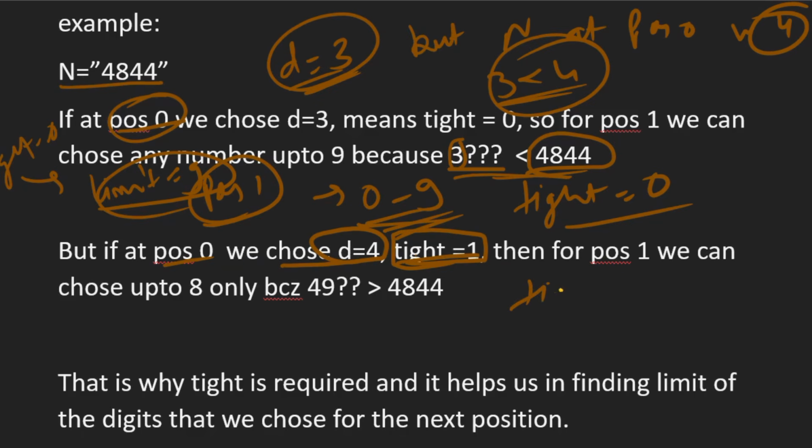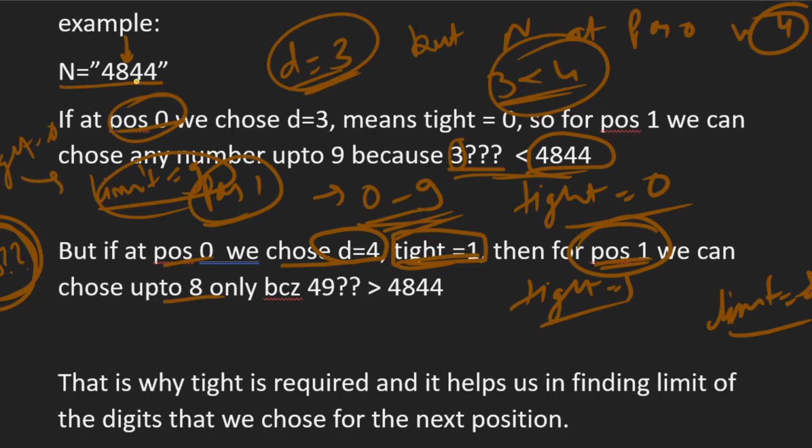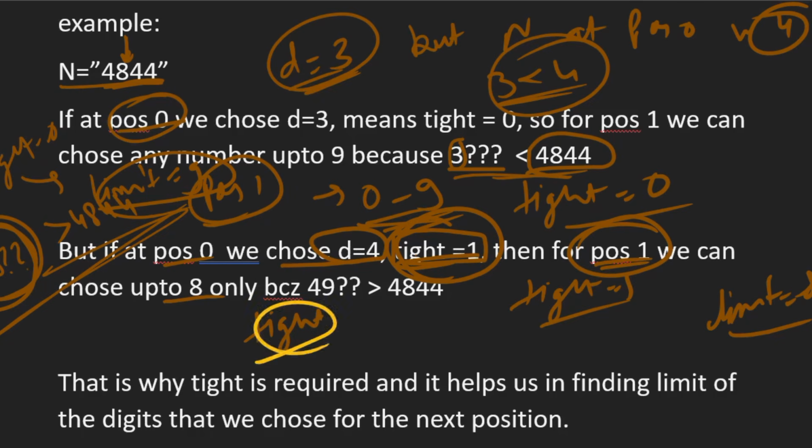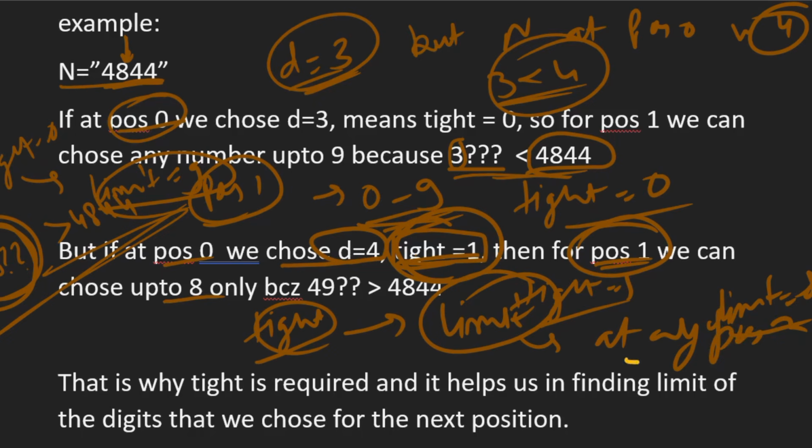Now if tight is equal to 1, then for position 1 we can choose up to the number present over here. So here 8 is present, so our limit will be 8. Suppose you have chosen 9, 4 9 something something, so that number will be greater than our maximum number, that is 4844, right? This way this tight variable will help us find the limit of the digits at any position.